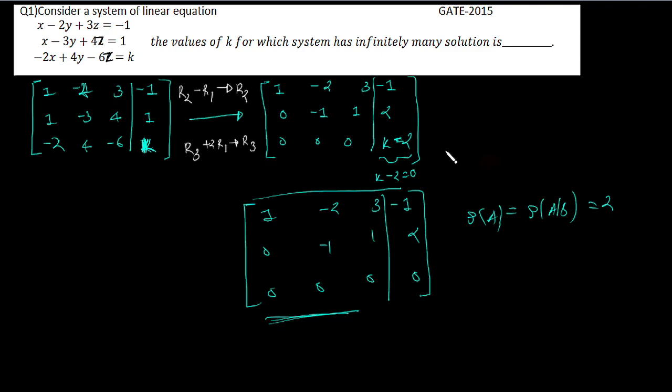And we can say here we have 3 unknowns, x, y, and z. Here the rank is 2, which is less than the number of unknowns, which in our case is 3. So we can say that this matrix is rank deficient, and we have an infinite number of solutions if the unknown k is equal to 2. So we have found our answer: the value of k is 2, such that the system has infinite solutions.